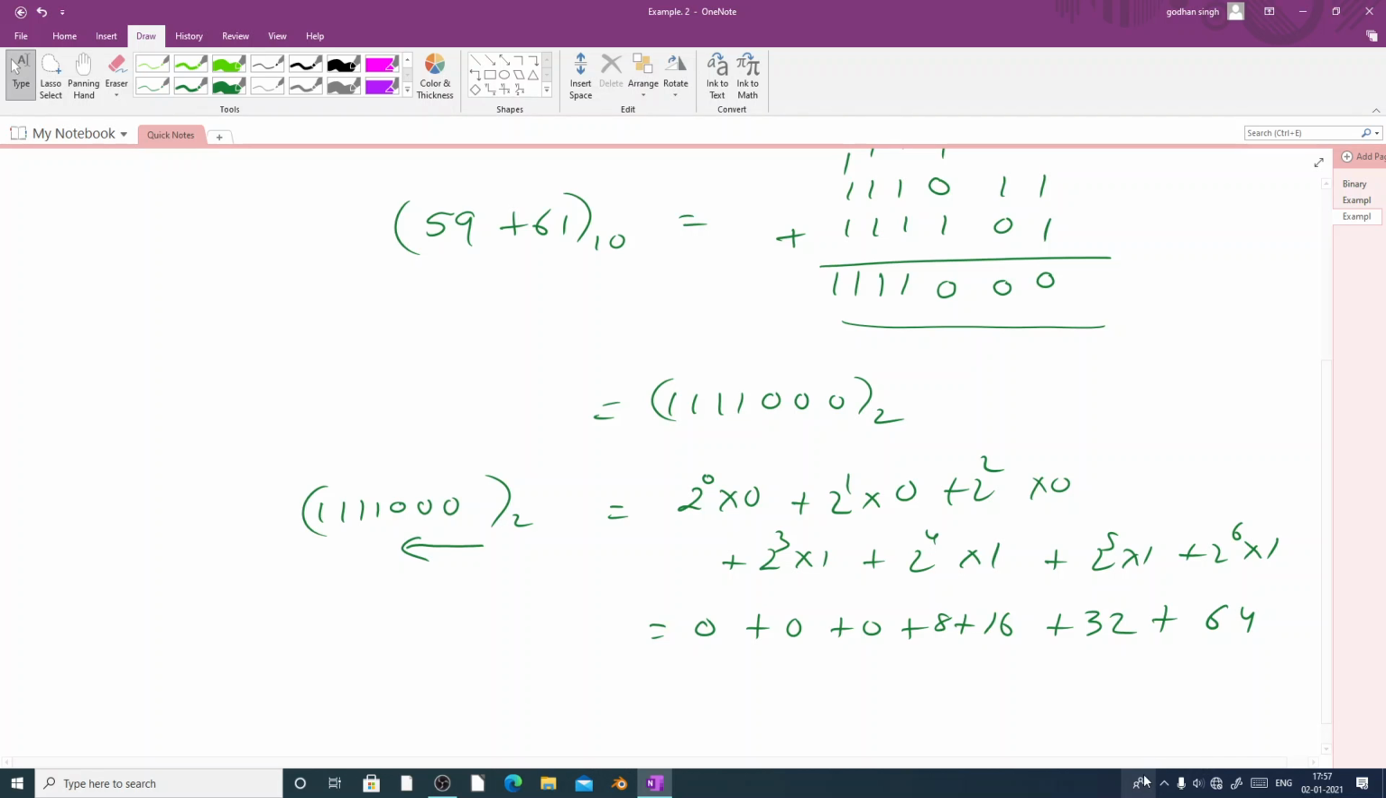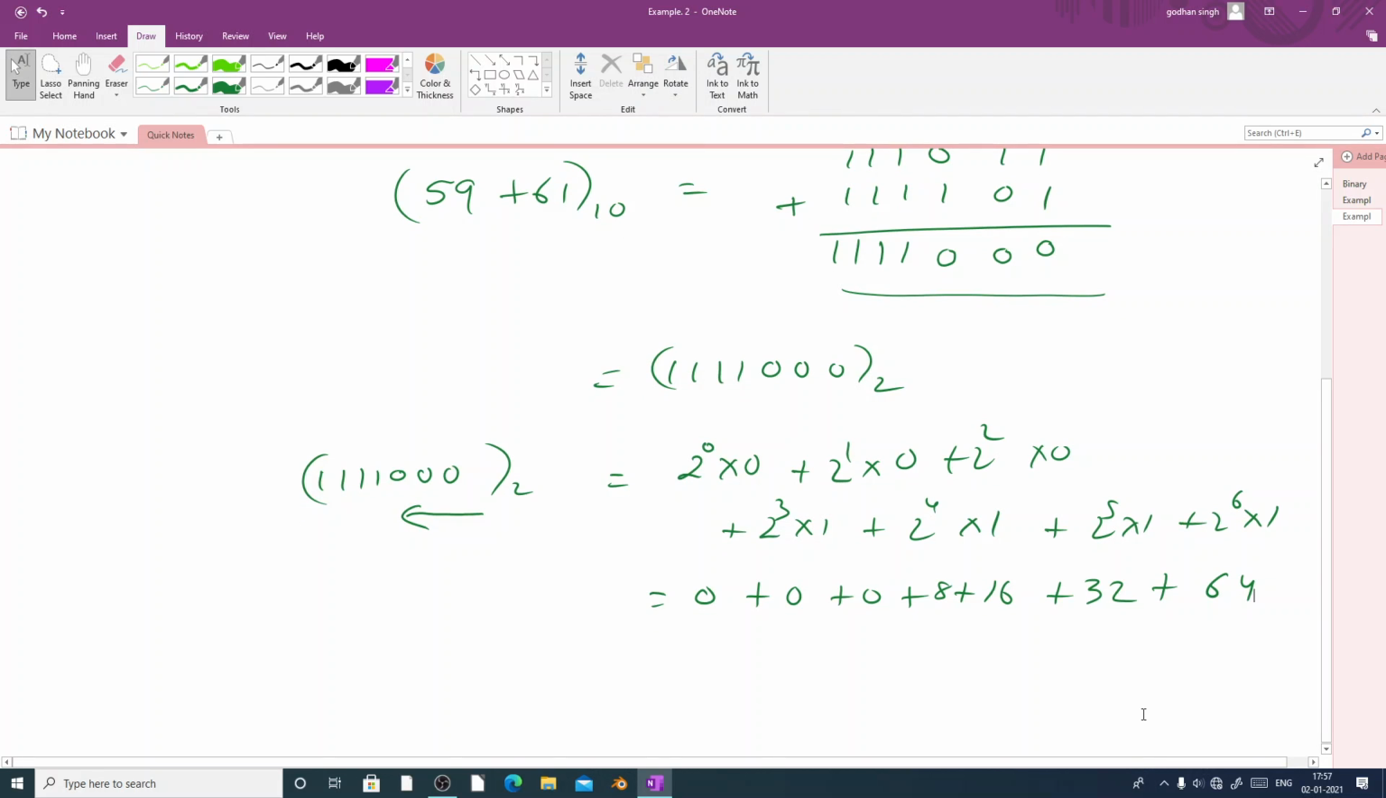Now let us add them. On adding them, let's see what we get. 32 plus 8 is 40, and 40 plus 16 will be 56, and 56 plus 4, that is 60. 60 plus 64 will be 124... so the sum should be 120. Let us see, 59 plus 61, what we are getting, 120. So that means our answer is correct.